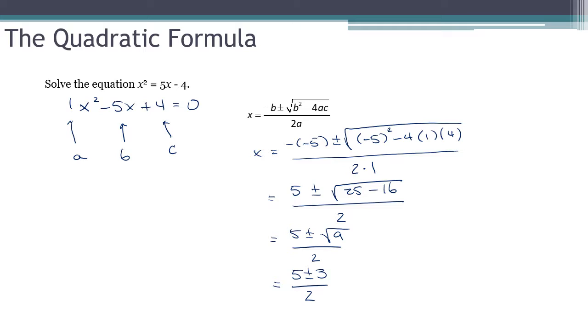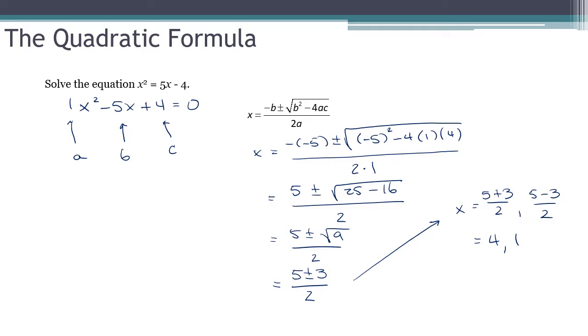Now I'm not going to stop here, because I got rid of the square root. I got this down to actual integers. I'm going to keep this going. I'm going to write out these two separate answers. This is 5 plus 3 divided by 2, and 5 minus 3 divided by 2. So let's see, 5 plus 3 is 8, divided by 2 is 4. 5 minus 3 is 2, divided by 2 is 1. There are my final answers. x equals 4 or 1.